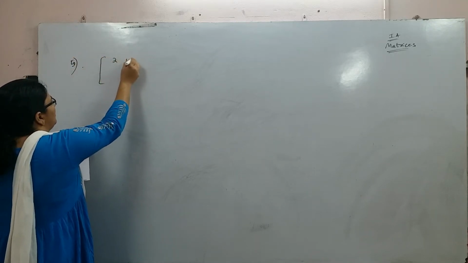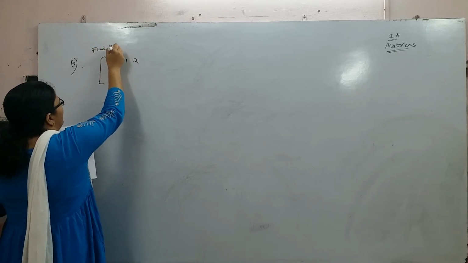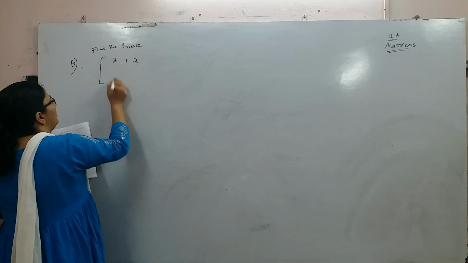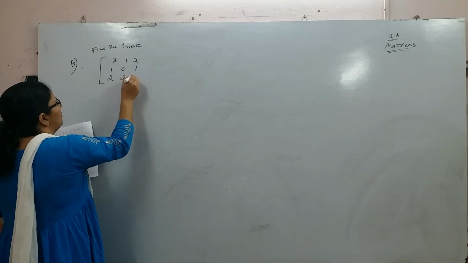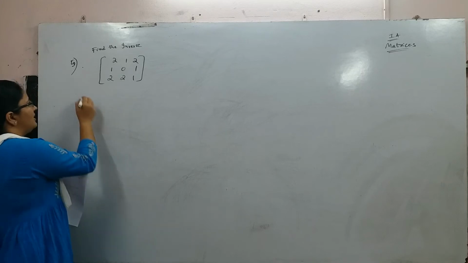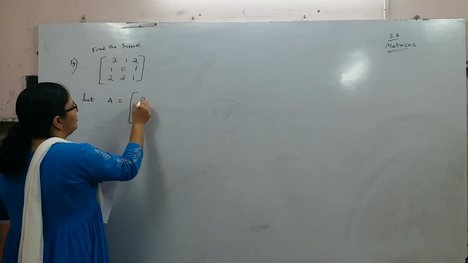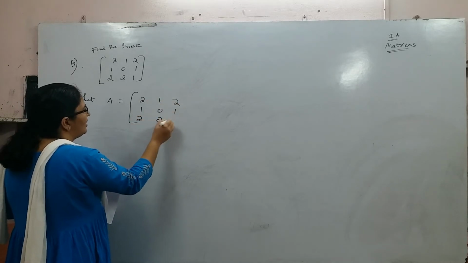Find the inverse of the matrix 2 1 2, 1 0 1, 2 2 1. We have to find the inverse of this matrix. Let A be equal to 2 1 2, 1 0 1, 2 2 1.